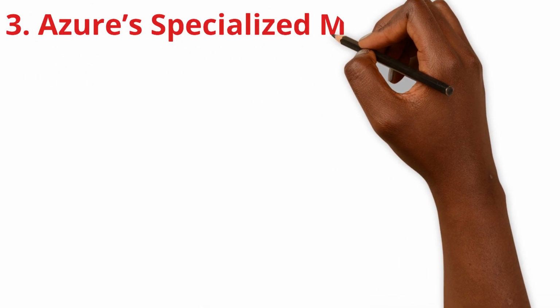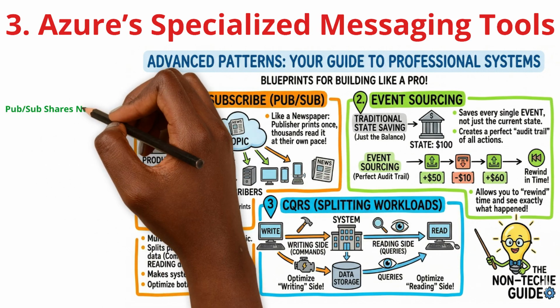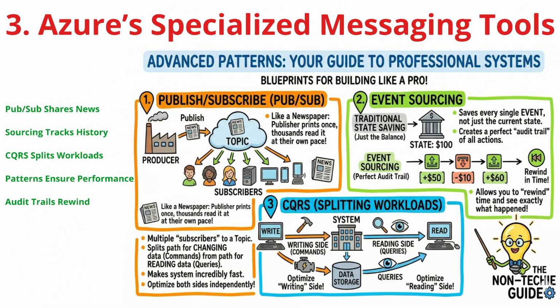To build professional systems, developers use specific blueprints called patterns. First up is publish-subscribe, or pub/sub. Think of it like a newspaper. A producer publishes a message to a central topic, and thousands of different subscribers can read that news at their own pace. It's the ultimate way to share information across a huge network.